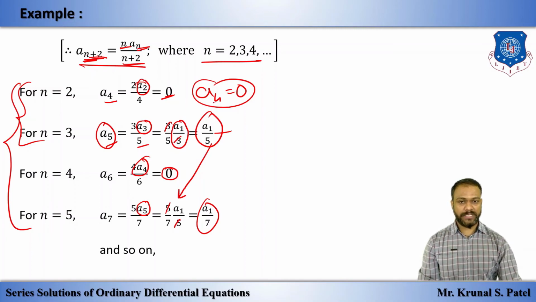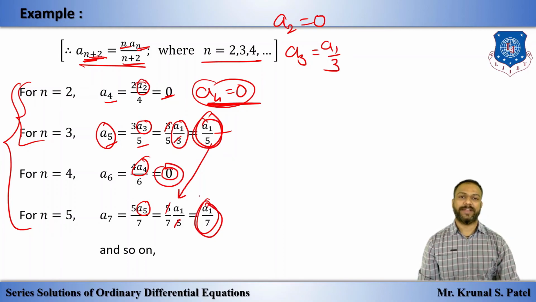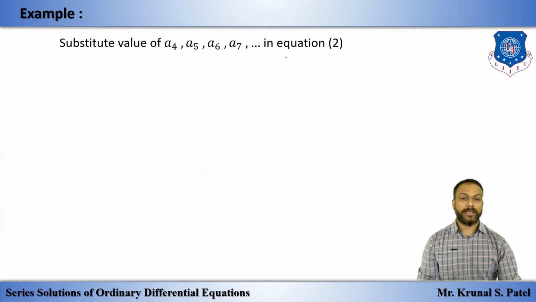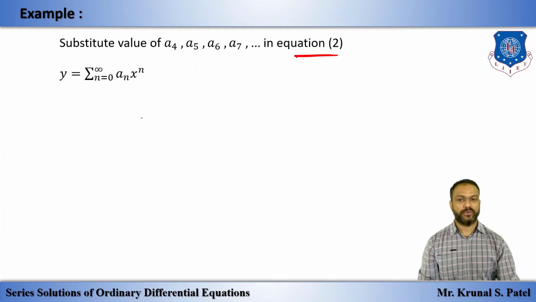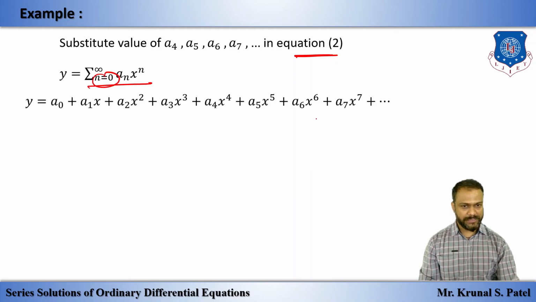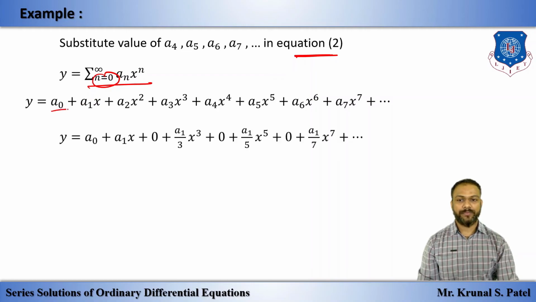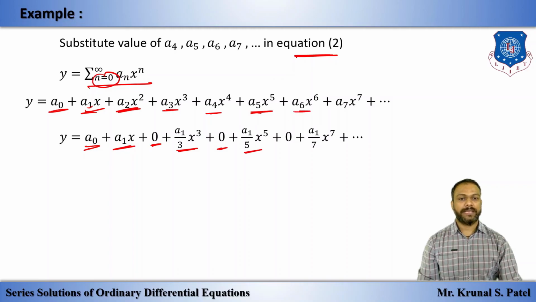Now we will put the values of a2, which was 0, a3, which was a1 by 3, and a4, a5, a6, a7, all these values in equation number 2, that means in the trial solution. We will expand this by putting n equal to 0, 1, 2, 3. So we have a0 as it is, a1x as it is. Now a2 is 0, a3 is a1 by 3, a4 is 0, a5 is a1 by 5, a6 is 0, a7 is a1 by 7, and so on.